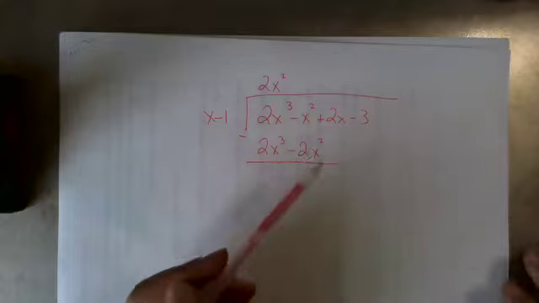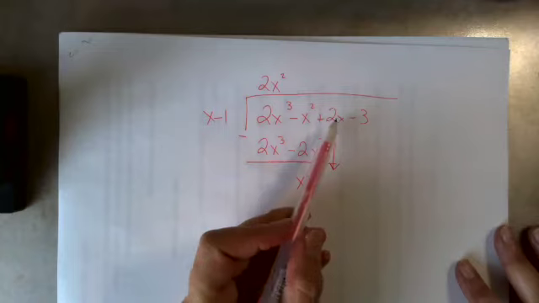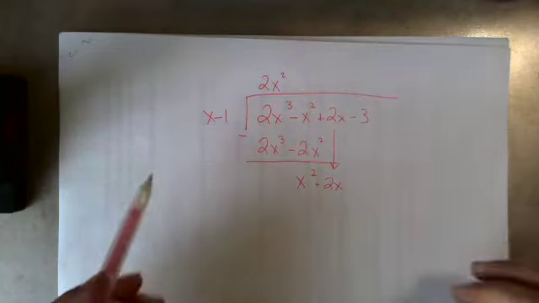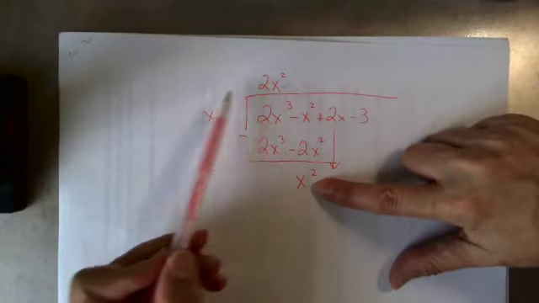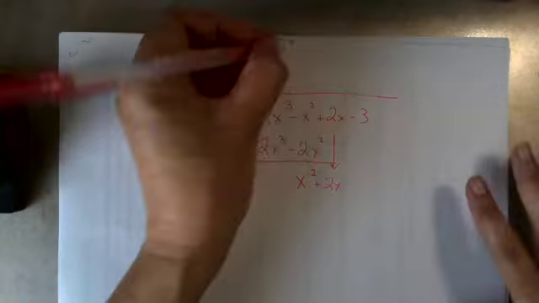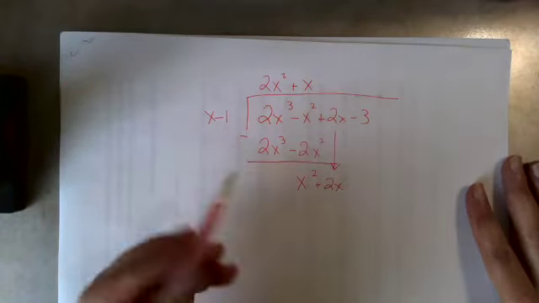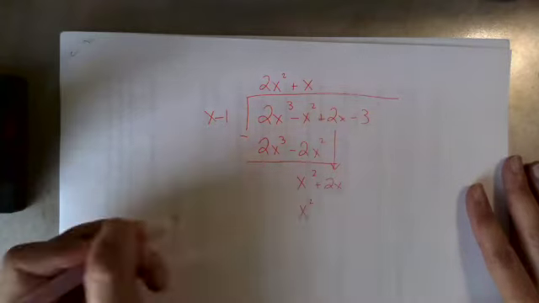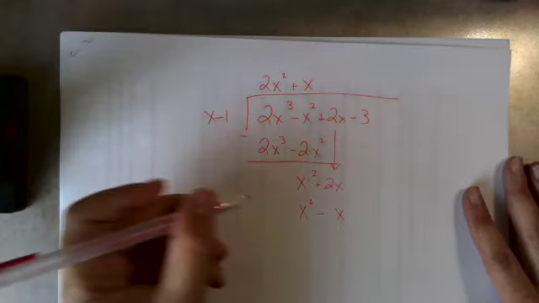Okay, so continuing. Now I need more info to work with. So I pull down my next term, so plus 2x. And now I do it again. And I say, okay, x, what times x gets me my x squared? All right, that's a little simpler. That's just an x. I multiply through. X times x gets me my x squared. X times minus 1 gets me my minus x.